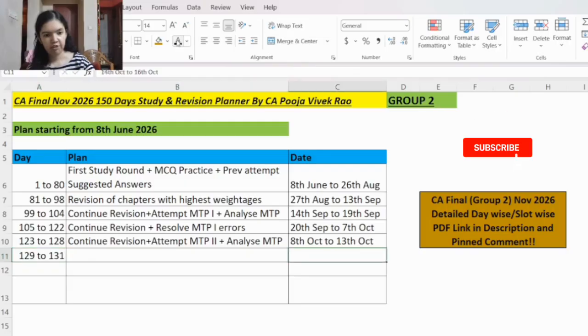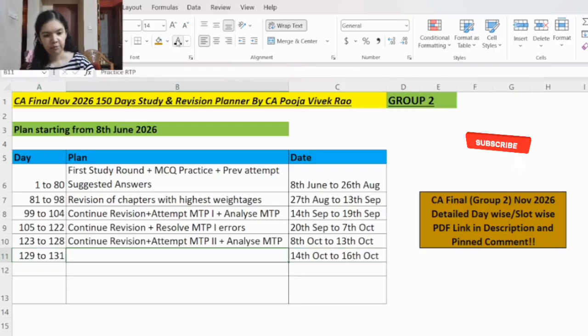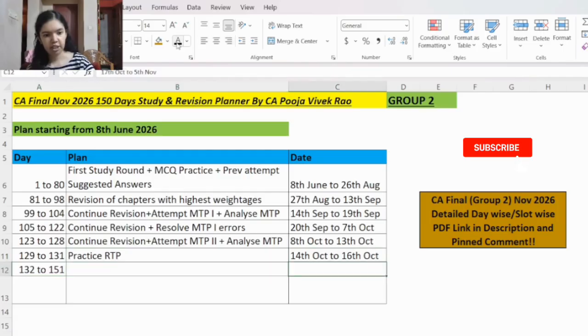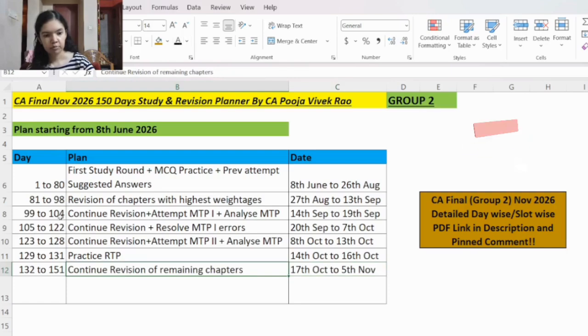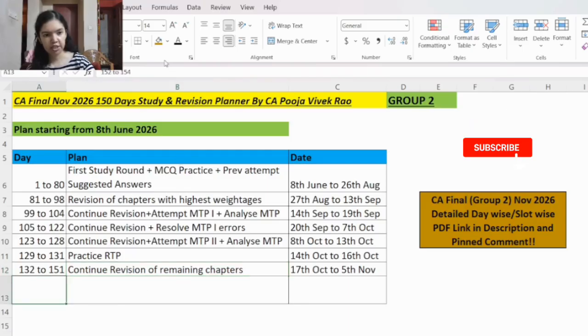Then day number 129 to 131, that is 14th October to 16th October. Here you will practice the revision test papers. Then from day 132 to 151, 17th October to 5th November, here if any other chapters are pending, you will revise that. Or if any errors are there which you have to work upon, you will work on those errors.